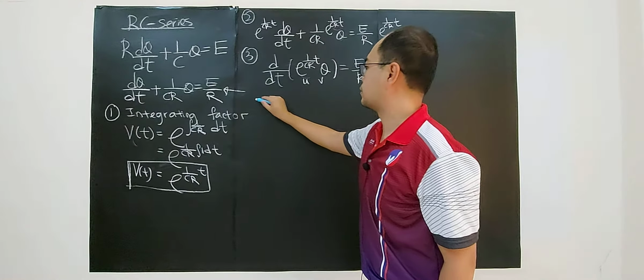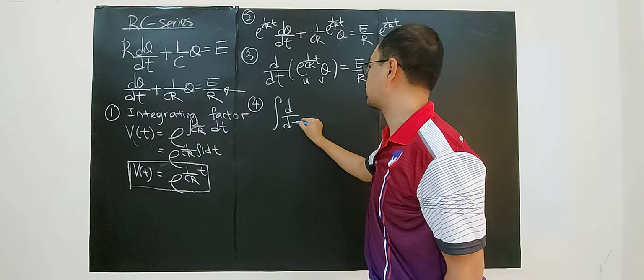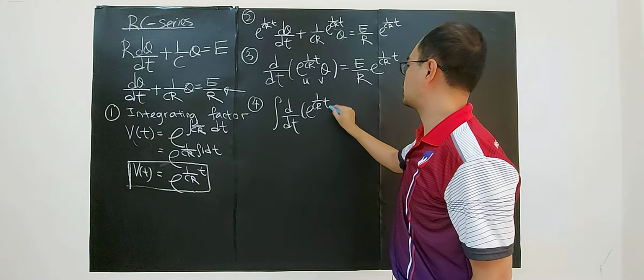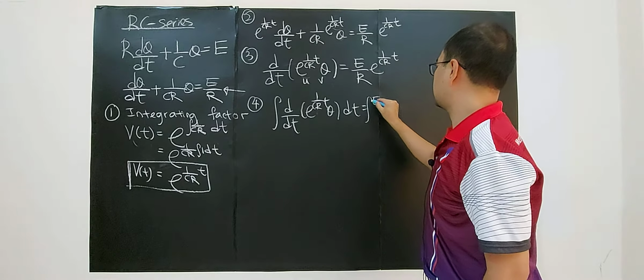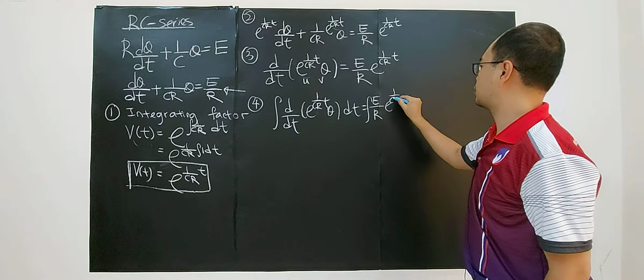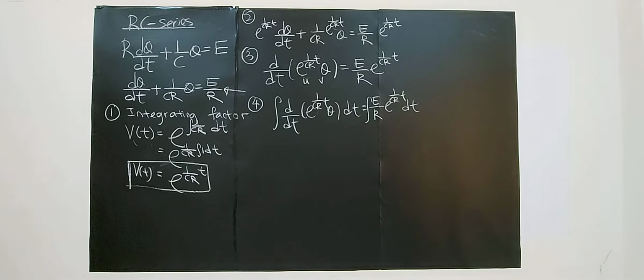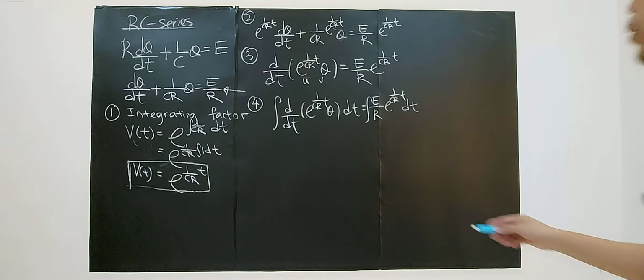So later on, I'm going to integrate both sides. I'm going to integrate both sides: the integral of e to the t over CR Q dt, and the integral of E over R e to the t over CR dt. So what I'm doing now is actually integrating both sides. Try to look at this.